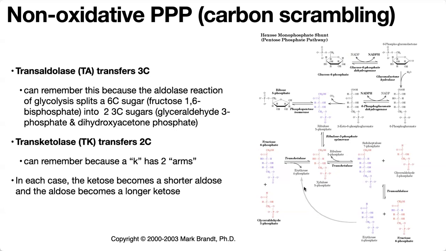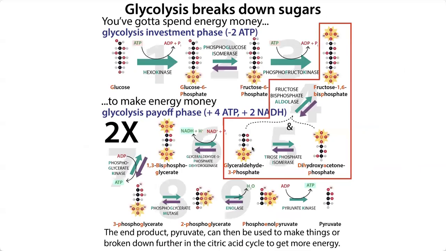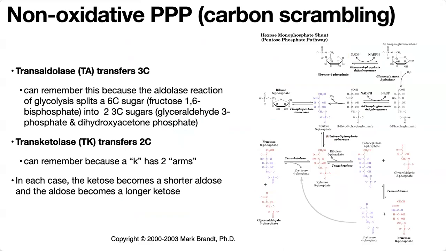This erythrose 4-phosphate can now feed into this and react with xylulose 5-phosphate to give us fructose 6-phosphate and glyceraldehyde 3-phosphate, which you might remember are intermediates of our glycolysis pathway. So these can directly come in and out of glycolysis. In order to do that second reaction, though, we needed to use the transketolase.